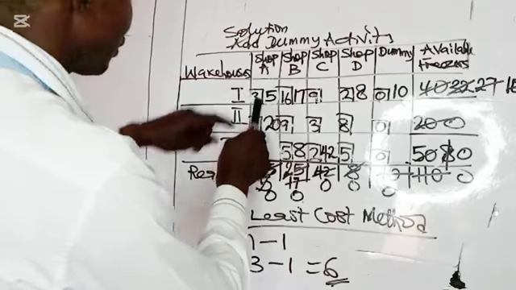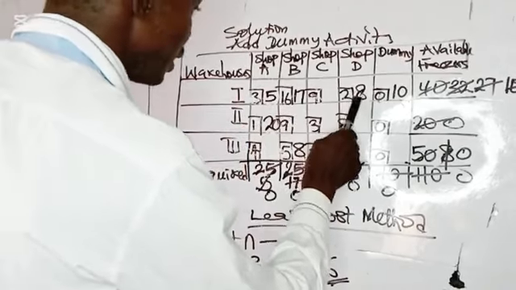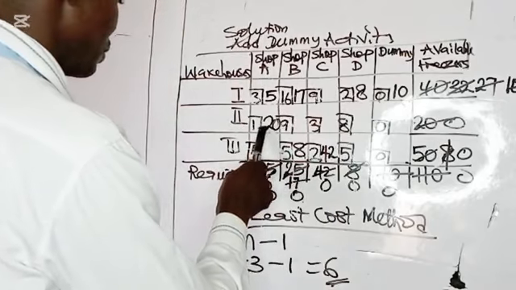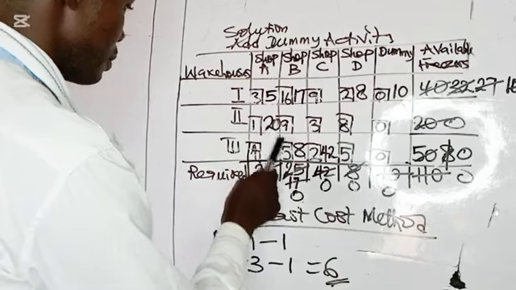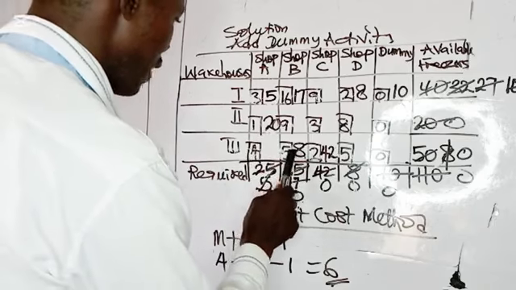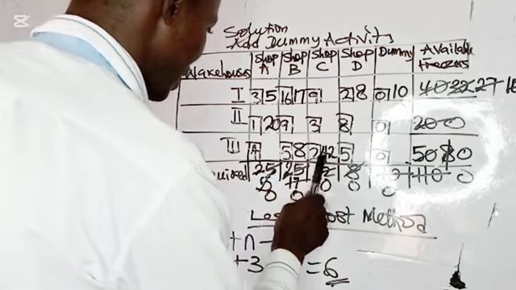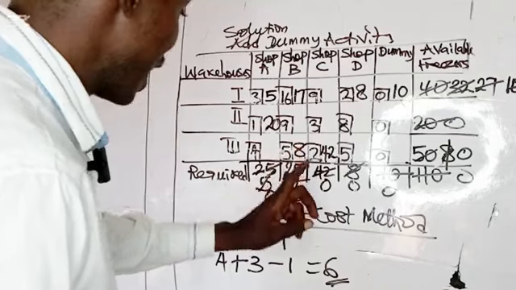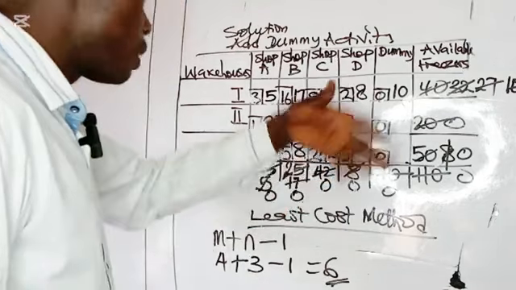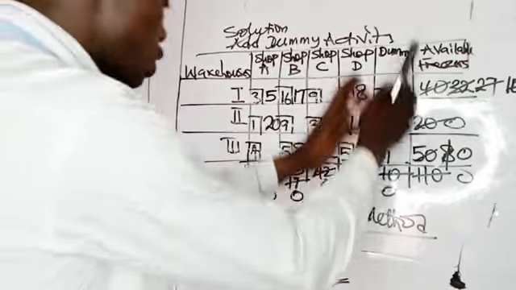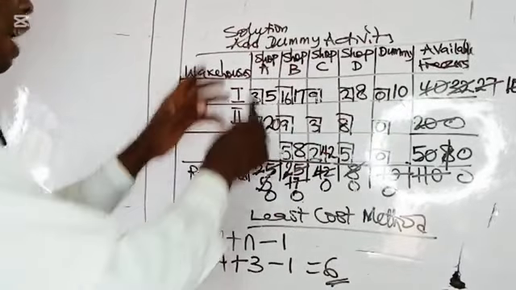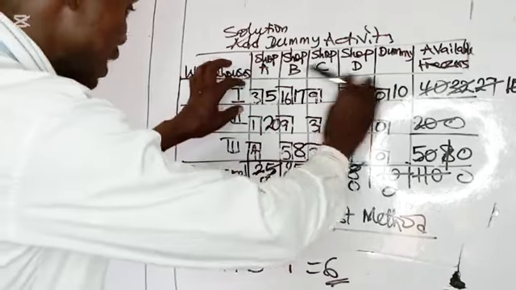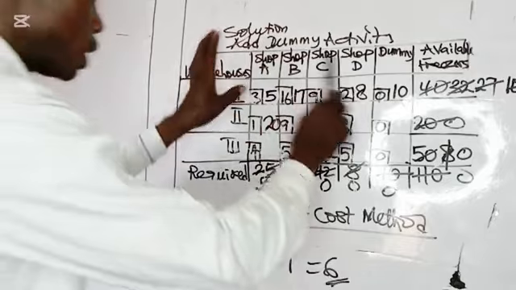So 1, 2, 3, 4, 5, 6. So it is equal to 6. So the number of cells we've assigned is equal to 6. Aside from dummy, dummy will not be counted since dummy was not part of our original problem. We have 4 columns and 3 rows, and the number of assignments is equal to 6. So that means our allocation is correct.